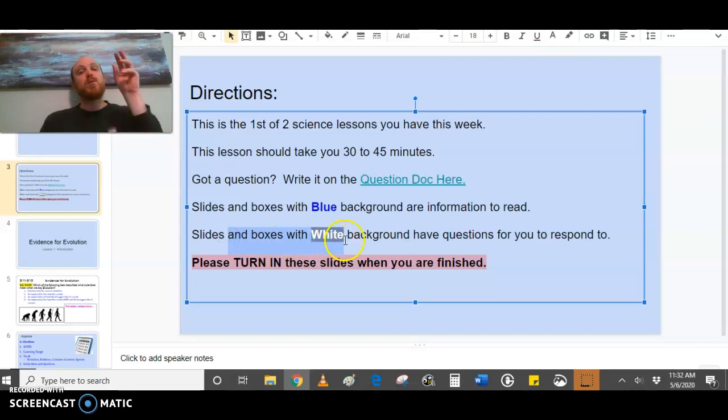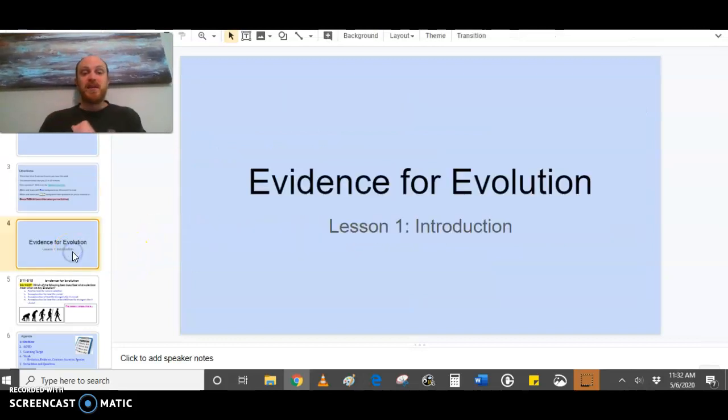Please make sure anytime you see a white background, it's a place we want you to be typing something. That means on a vocab slide, there's a little white box we want you to be writing in. It helps you think about the work. And please turn these in when you are finished. That way your teachers know they're done, they can check you off, they can give you some comments, things like that.